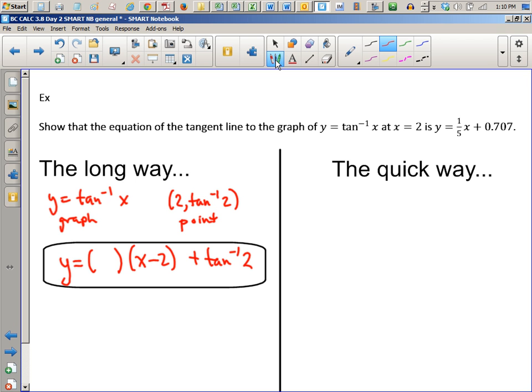Okay, so what is that number? Well, I'm supposed to take the derivative of arctan, and then I'm supposed to plug in 2. But there's a problem with that. I don't know how to take the derivative of arctan. I don't know what the derivative is. So instead, we will consider the inverse function.